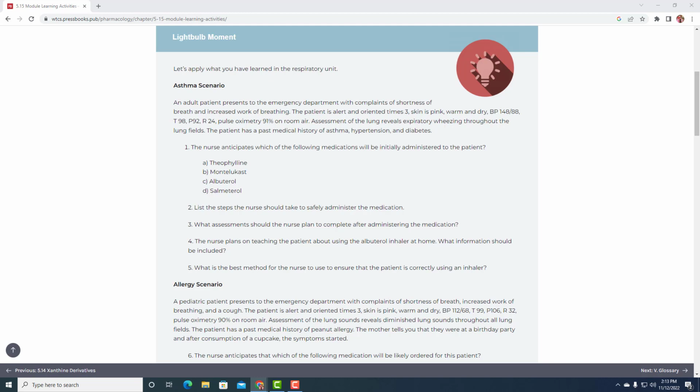Number 5, what is the best method for the nurse to use to ensure that the patient is correctly using an inhaler? Really, it's a matter of, you see me do it, and now you try to do it, and making sure that they are doing it properly.